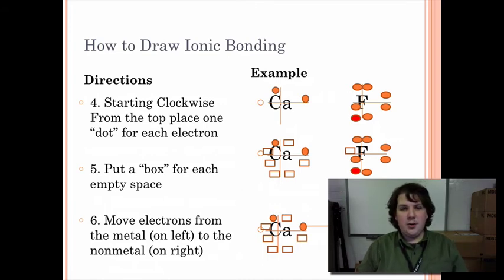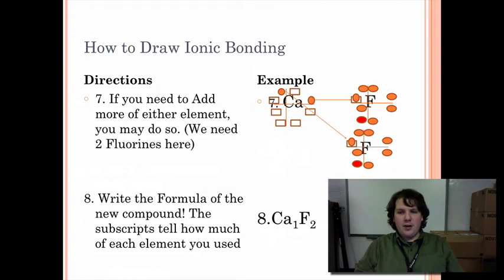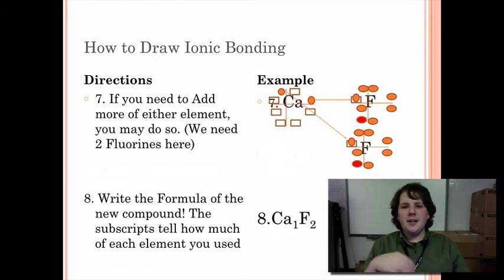So here's what we're going to do. We just bring in another fluorine atom. So we're allowed to use as many atoms as we want to make this work. Our first fluorine atom is done, but calcium still has another electron to give up. So calcium's going to go ahead, it's going to give that electron up to fluorine, and then we're going to be done. That's all you have to do for the drawing.